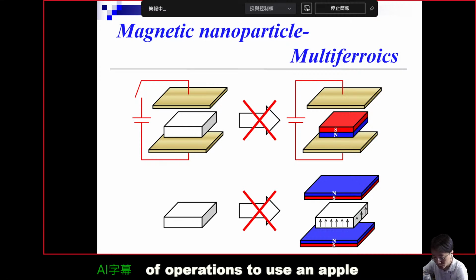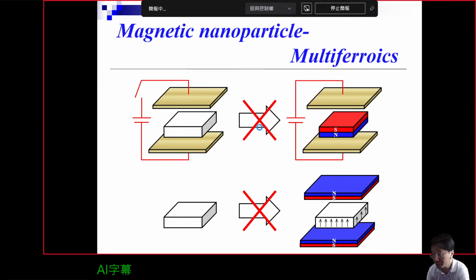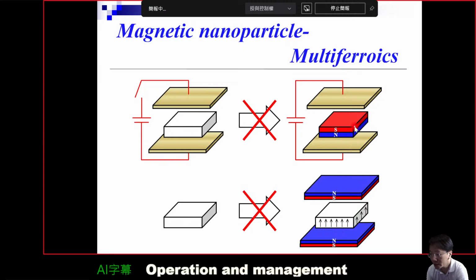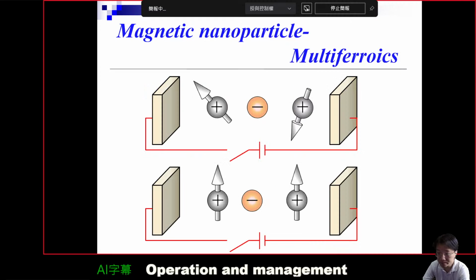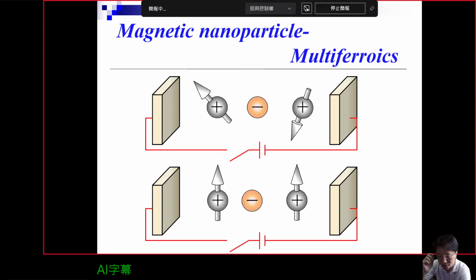So sometimes we cannot have both electrical polarization and magnetic moment or magnetization at the same time. But there is a very special situation where maybe we can induce this physical phenomenon by another operation.